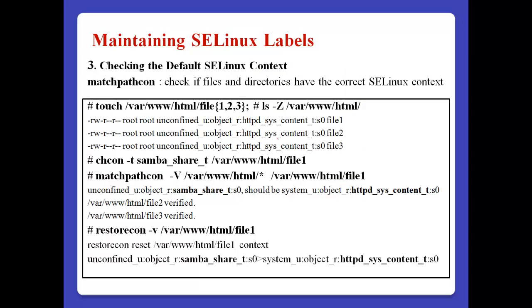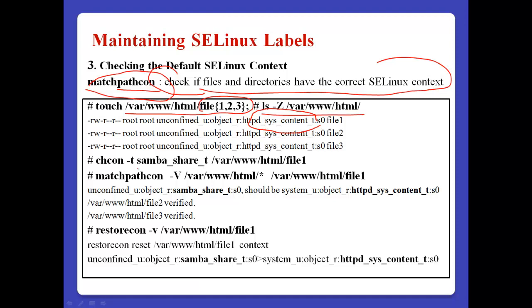And number 3, checking the default SELinux context. For example, if we use matchpathcon, this normally will check whether files and directories have the correct SELinux context or not. For example, touch /var/www/html, we need to create this file, and if we check here, we can find this file type, httpd_sys_content_t.